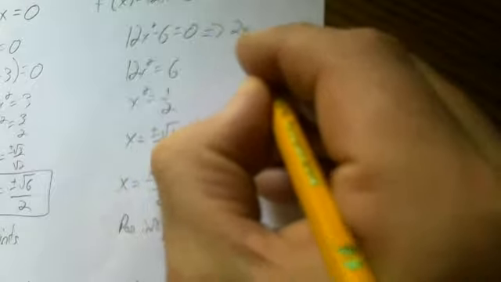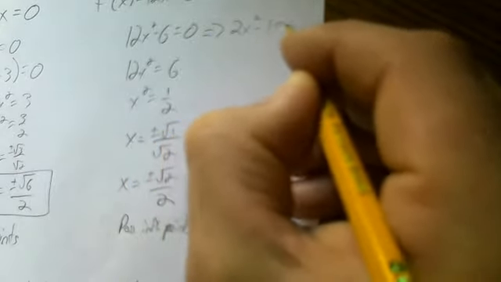So we really only had one factor of our second derivative, and that one factor was 12x squared minus 6 equals 0. I could make this a little easier to work with, and I could say that this is 2x squared minus 1 equals 0, just to make it easier to evaluate.